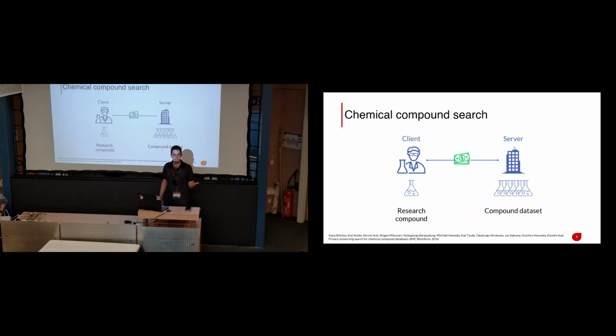Another problem that we saw was chemical compound search, where chemists can accelerate their research by having properties of compounds similar to their research target, and they are willing to pay a lot of money to buy chemical compound data sets as long as they have similar compounds in them.